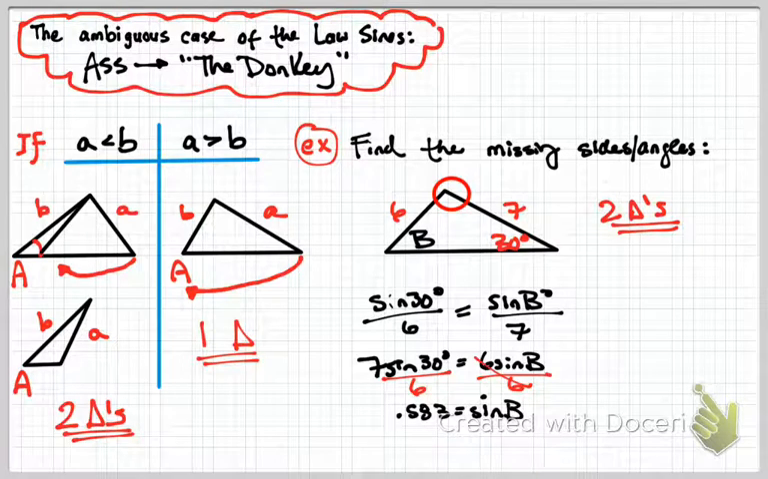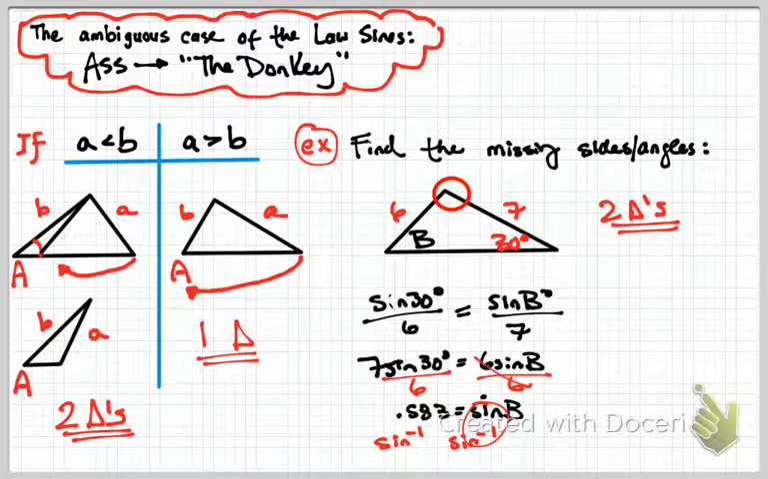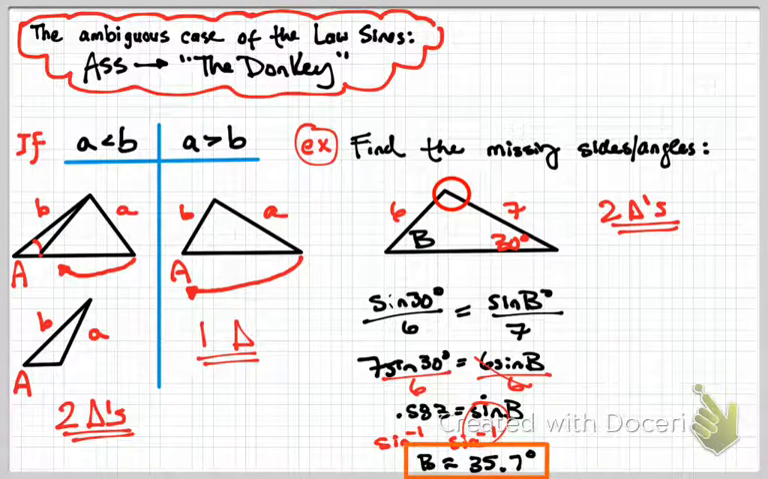And now I have to get rid of the sine. We take sine inverse. This is the crucial move. Sine inverse, these cancel. And you're left with angle B. Do second sine of the answer. You get angle B approximately equals 35. Now here's where we can round, 35.7 degrees. Alright, so that gives us angle B.